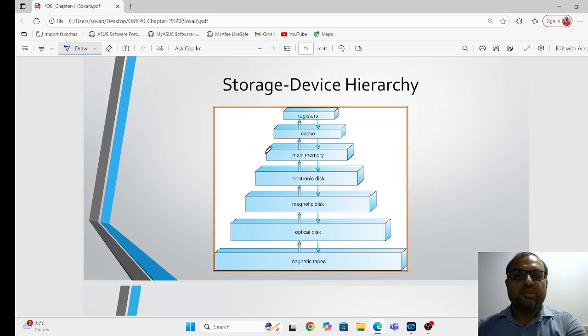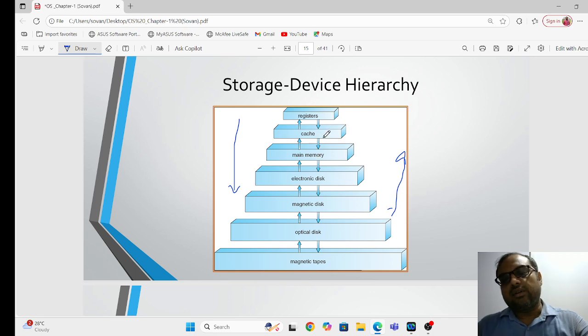These are the storage device hierarchy. Registers are the smallest in size, then the cache, then the main memory, and the size increases in that order. But the access time goes the reverse way. Register access time is faster than the cache, and cache access time is faster than the main memory. This is our access time.